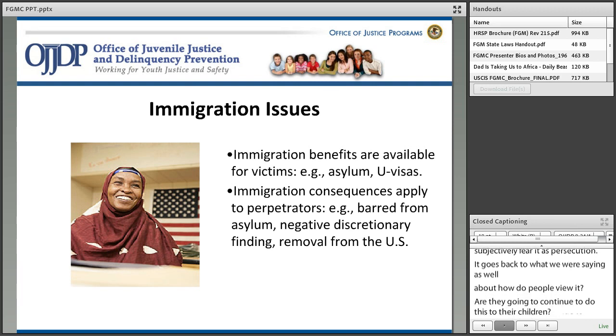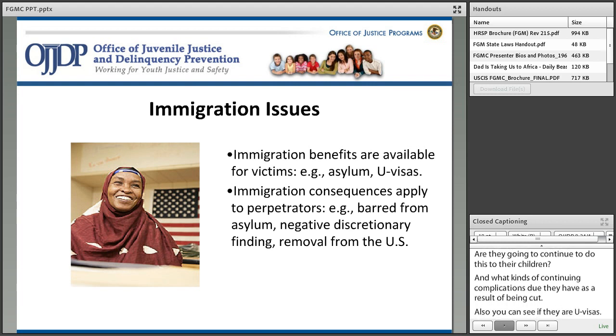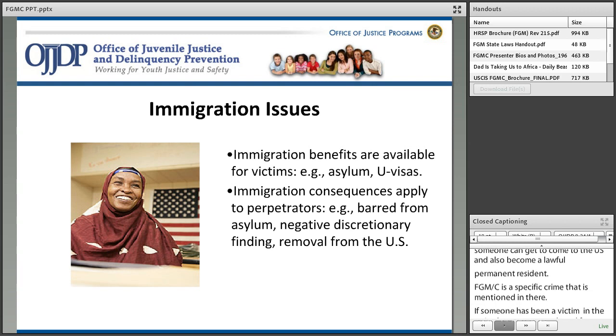And then you can also see up there U visas. These are specific visas that someone can get to come to the United States and also become a lawful permanent resident. FGM is actually a specific crime mentioned in there. So if someone has been a victim in the United States, or sent abroad from the United States, and they help law enforcement find and prosecute the case, then they can also be eligible for that U visa. There are a few other potential immigration benefits as well, but asylum is really the number one that we normally see.